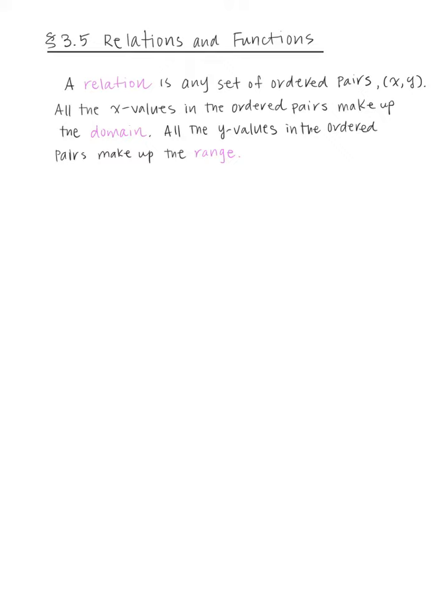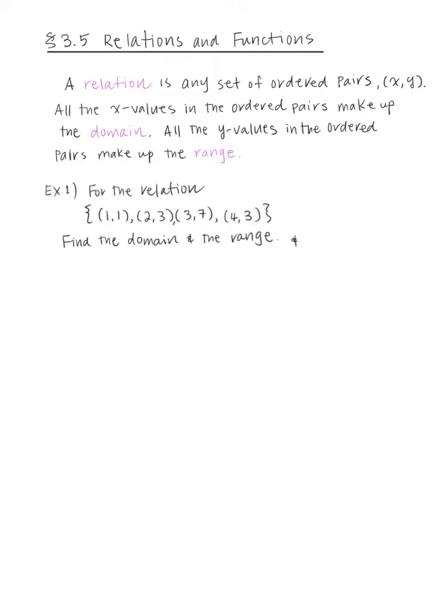So let's first go with the definition. A relation is any set of ordered pairs (x, y). All the x values in the ordered pairs make up the domain. All the y values in the ordered pairs make up the range. Okay, so let's take an example. For the relation (1, 1), (2, 3), (3, 7), and (4, 3), find the domain and the range.